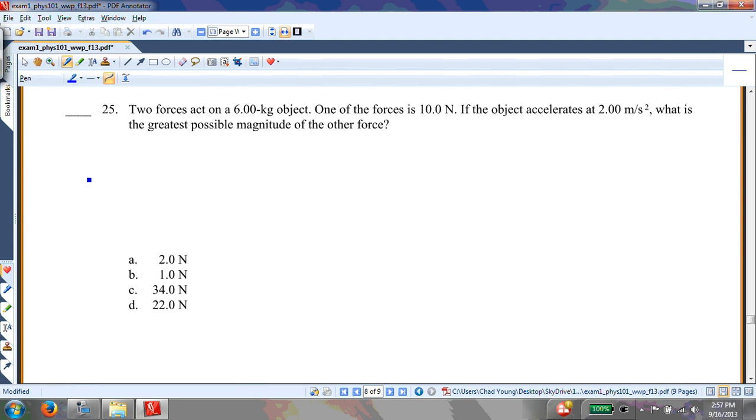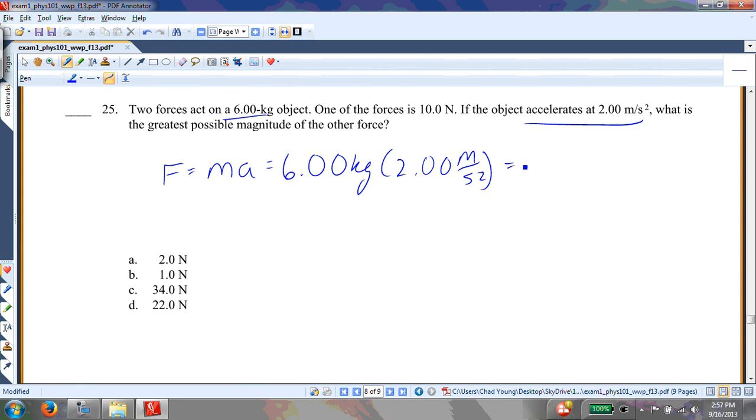Two forces act on a 6-kilogram object. One of the forces is 10 newtons. The object accelerates at 2 meters per second squared. What is the greatest possible magnitude of the other force? All right, so if it accelerates at 2 meters per second squared, that means that F equals ma, 6 kilograms times 2. It means I have 12 newtons. That means that the greatest possible magnitude of the other force is 22 newtons.